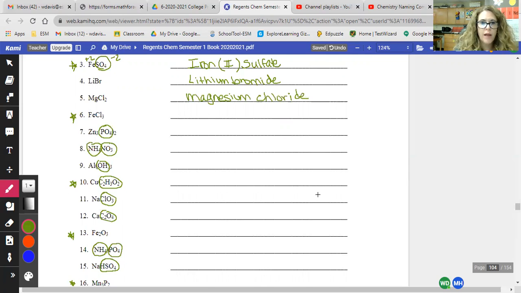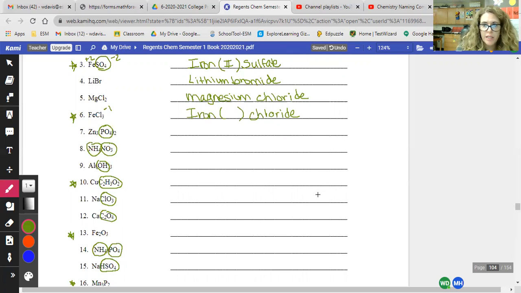So magnesium chloride. Now I need a Roman numeral, so I'm going to name the metal first. So Fe is iron. I know I need a Roman numeral, so I'm going to put that in parentheses. And then chlorine becomes chloride. So I need to figure out what this Roman numeral is. You always know the negative charge. According to the periodic table, chlorine is a -1 charge.